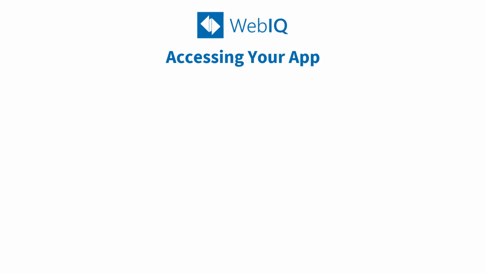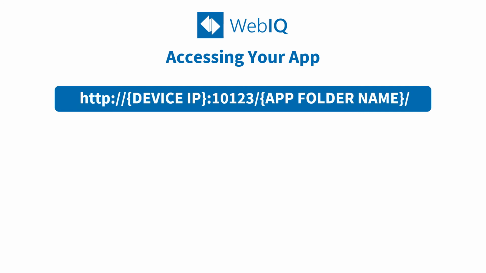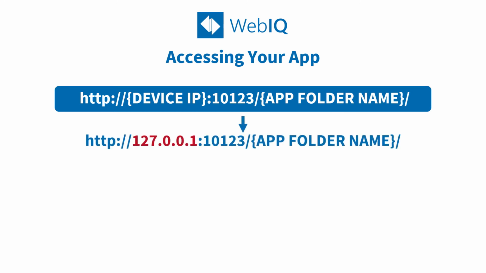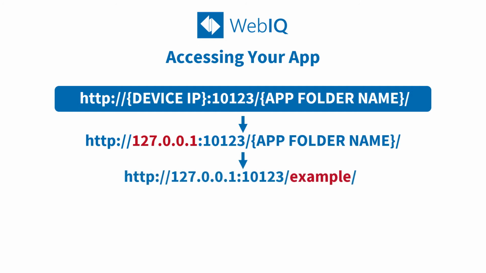To access your app in a browser, a specific URL needs to be used. You can also use HTTPS or additional and different port numbers, which are described in the documentation. To access the app on your local system, you have to use 127.0.0.1, which is the IP of your local system. In case the folder name of your app is example, this is how the URL would look like.